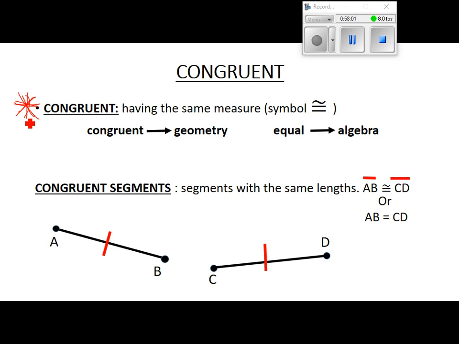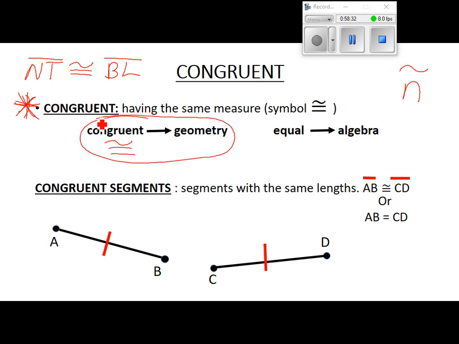That's a tilde, yeah. Like when you go to Spanish class and you have a tilde over an N or whatever. If we're trying to say two segments have the same measure, then we say something like segment NT is congruent to segment BL. That's telling you those two segments are the same measure. Congruent is what we use in geometry. When you were in algebra, you used the equal sign. It means the exact same thing, just two different ways to write it.